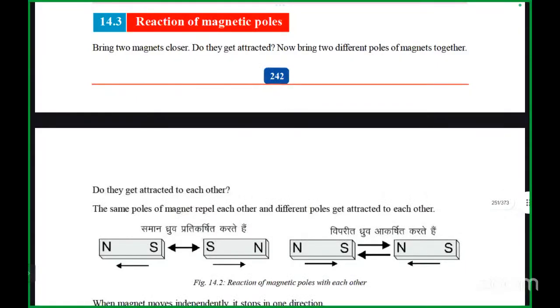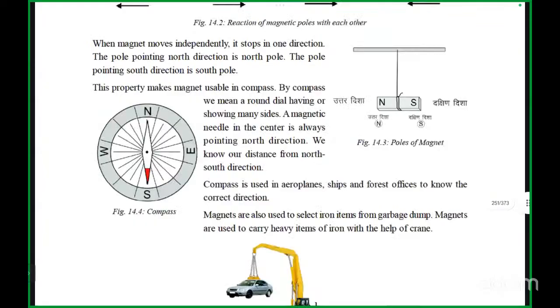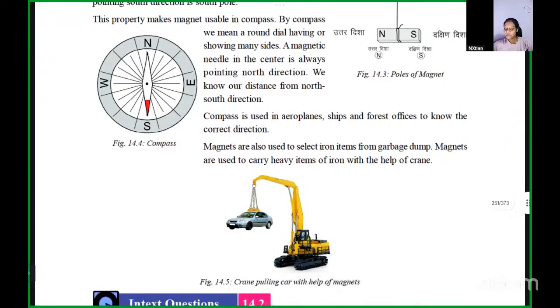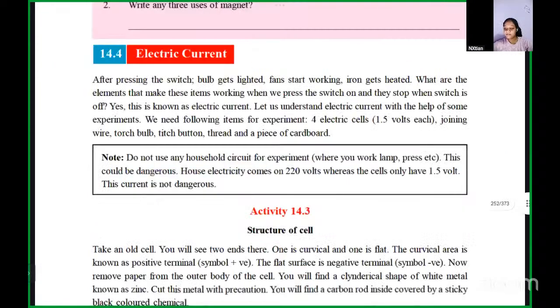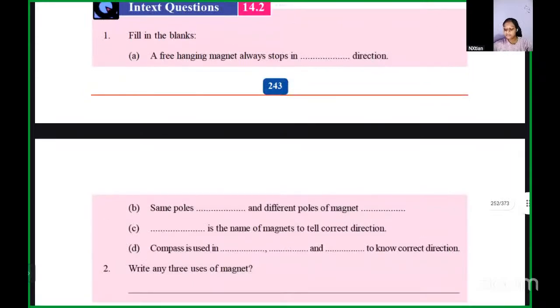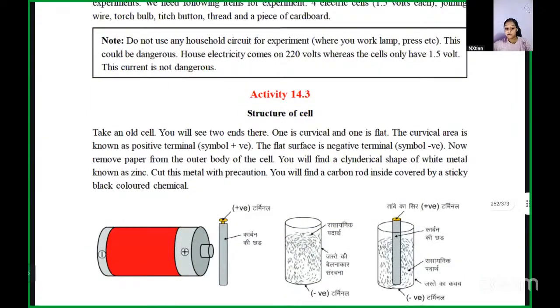Motion. Then we saw the property of magnets, which is used in a compass. Okay, we did 14.2. Now, the next topic is electric current.